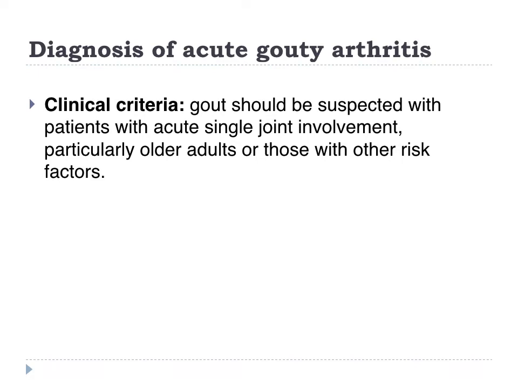The clinical criteria of gout should be suspected in patients with acute single joint involvement, particularly older adults or those with other risk factors. You see you have your clinical criteria: you look at the age, the sex, the location of the joint. Single joint pain, meaning not multiple, so immediately it comes to mind that this might be a deposition of urate crystals.